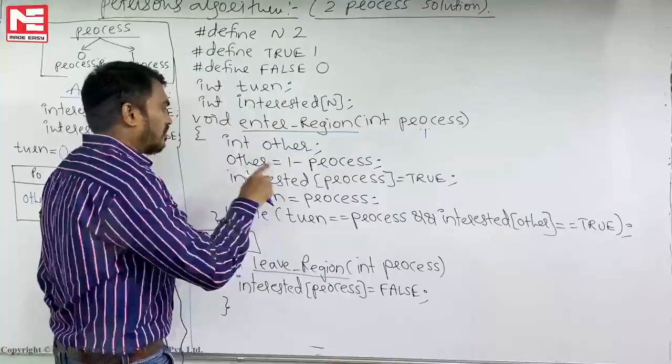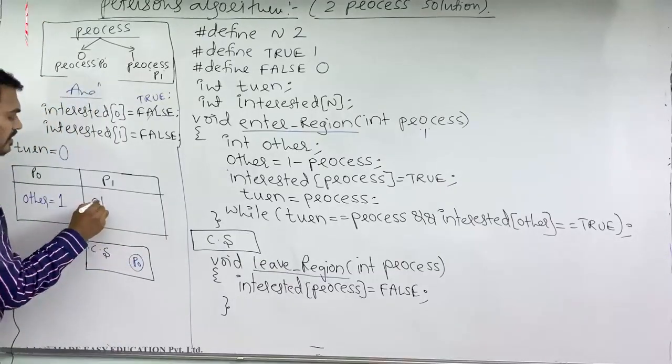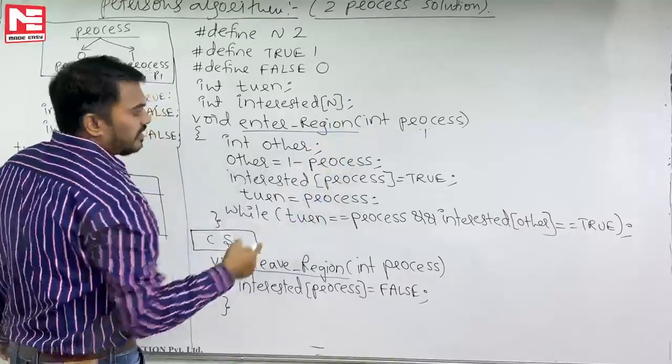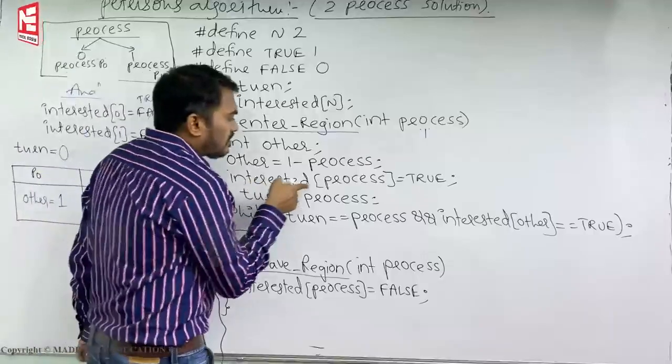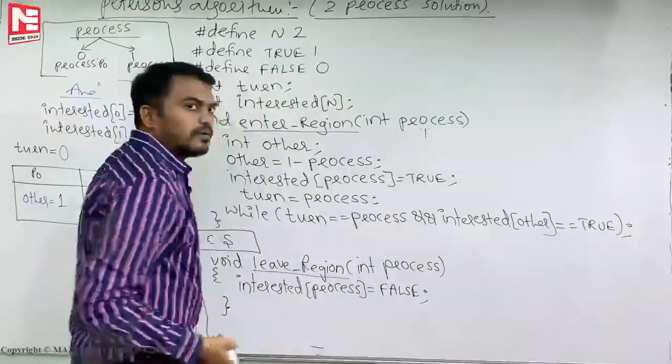P1 also wants to come, so what will happen? Integer other is a local variable. So write down here, other is a local variable. Other equal to 1 minus 1. So 1 minus 1, that is 0. Other value will be 0. Next, interest of process equal to true. What is the process value? 1. So interest of 1 equal to true.